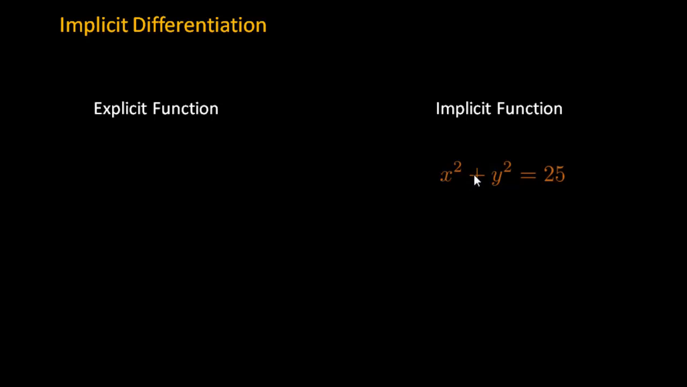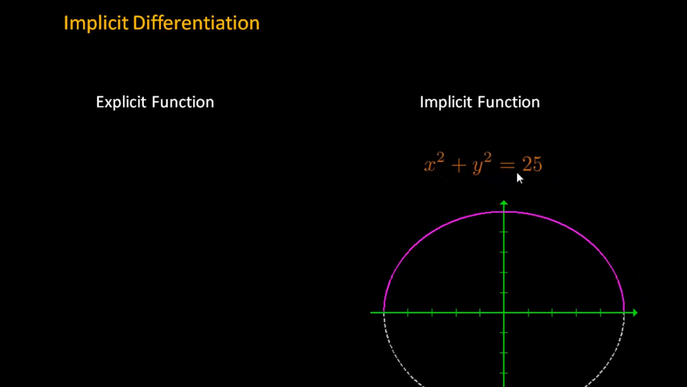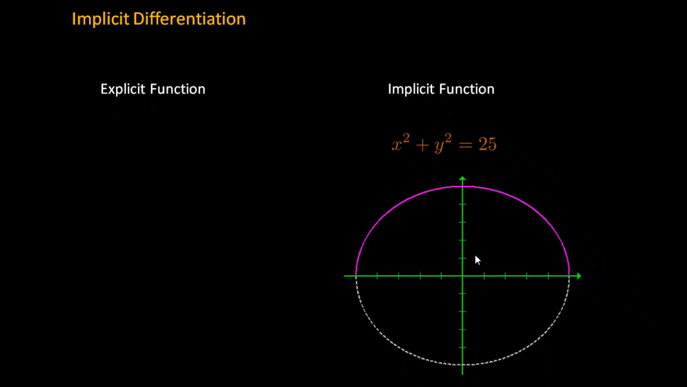Here's an example of an implicit function. We have x squared plus y squared equals 25. Now you might recognize this as the equation of a circle where you have a radius of 5. So here's our circle here. Now how can I make this explicit?